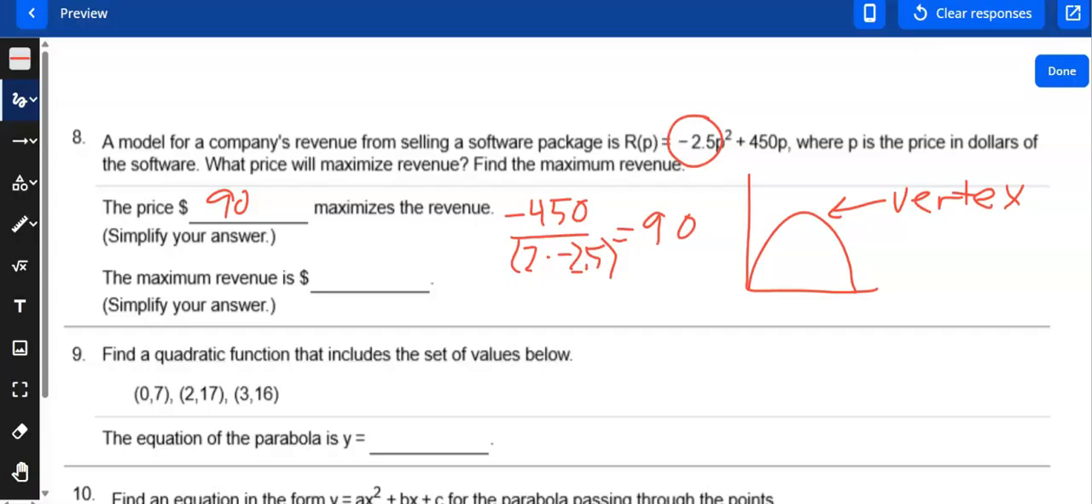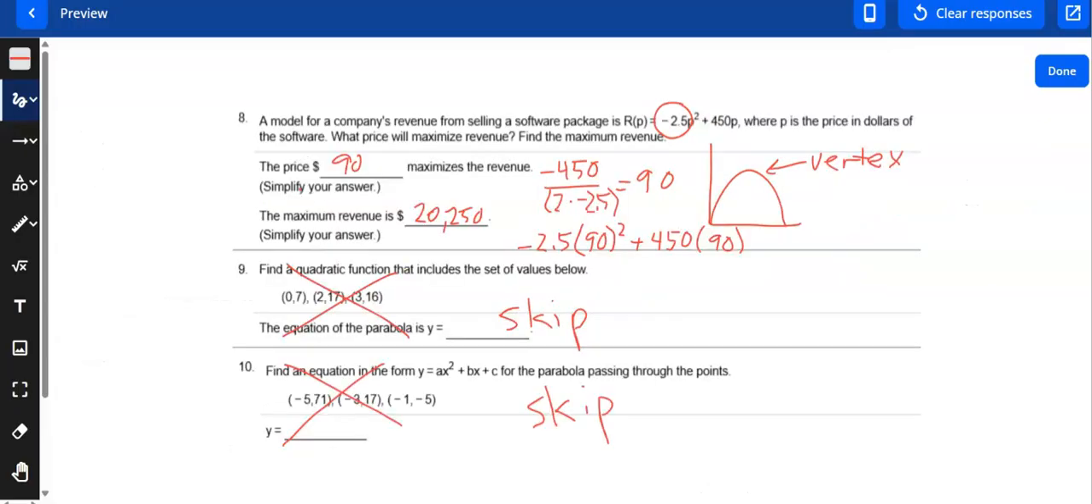And maximum revenue would only be found if I actually plug in the 90. Which means I'm going to need to grab a calculator because I don't know that off the top of my head. $20,250. I'm going to skip both of these examples and move on to the next one.